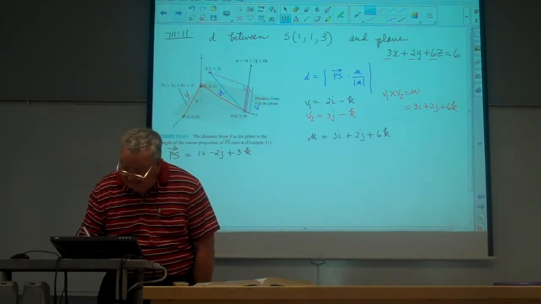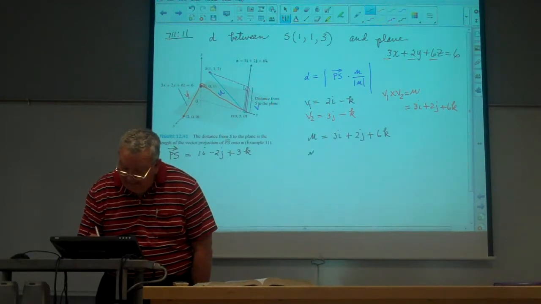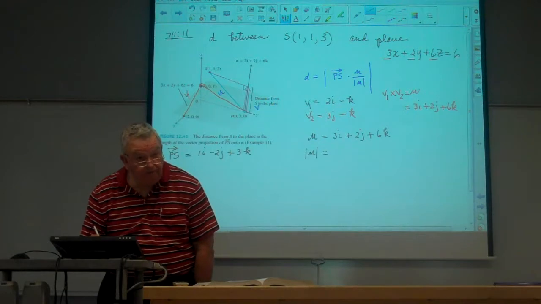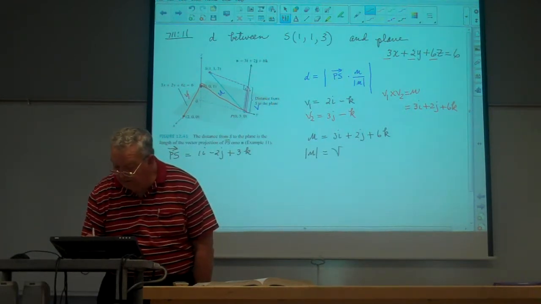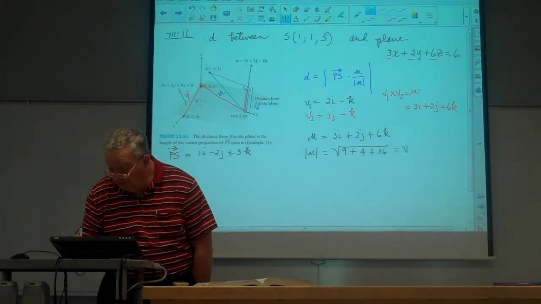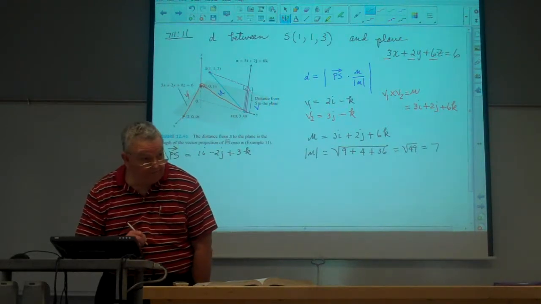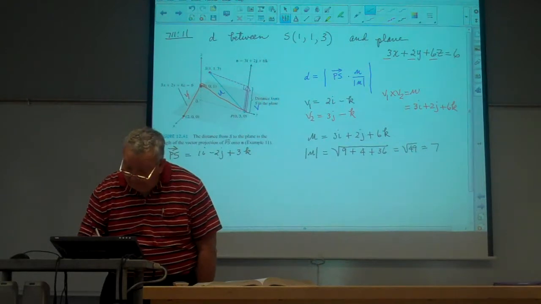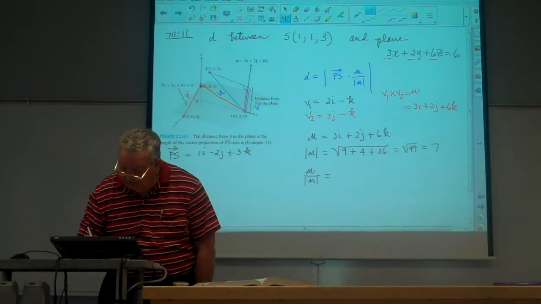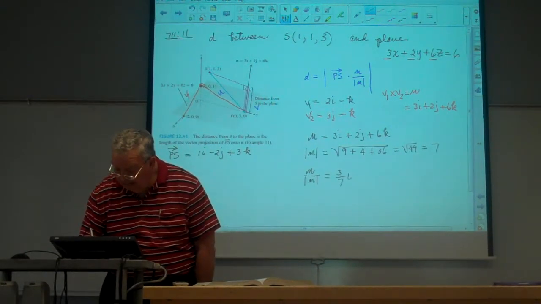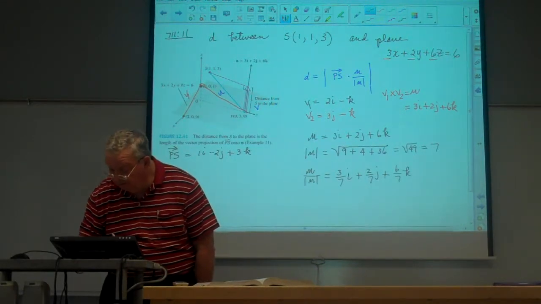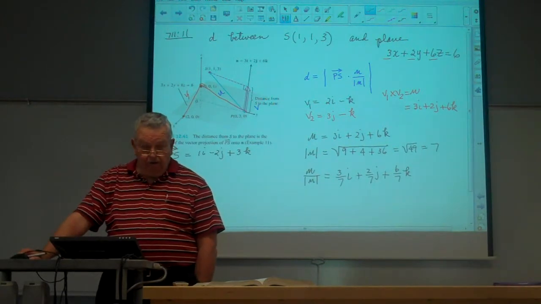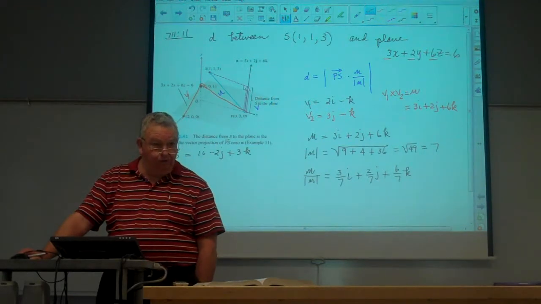Now, let's see. Now I need n. I need the magnitude of that, don't I? So the magnitude of that is the square root of 9 plus 4 plus 36, which is the square root of 49, which is 7. So now the unit vector n over the magnitude of n is equal to 3/7 i plus 2/7 j plus 6/7 k. And that's a unit vector. If you don't believe me, take the magnitude of it and see if it's 1.